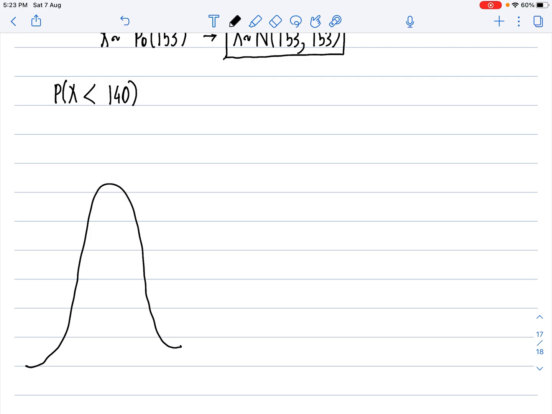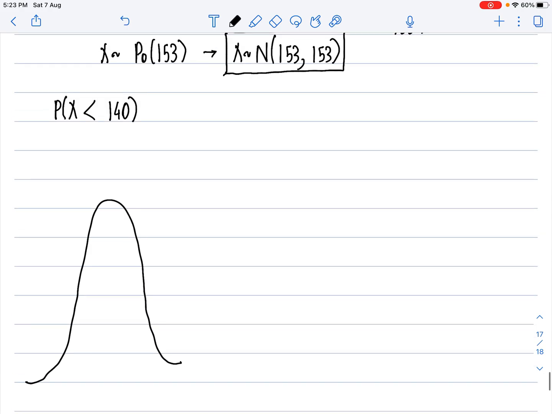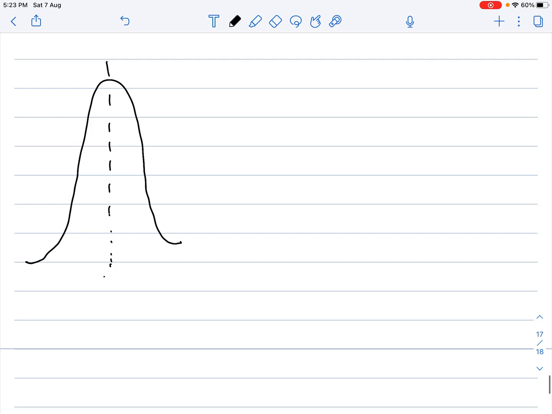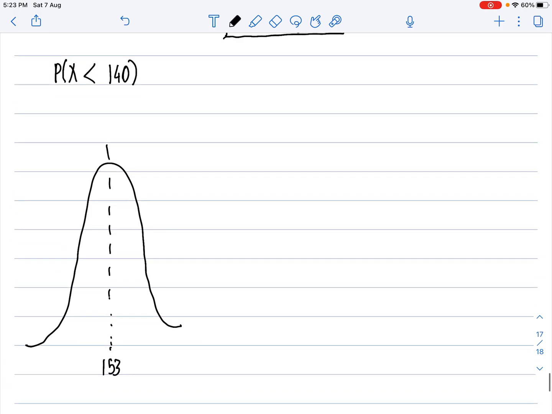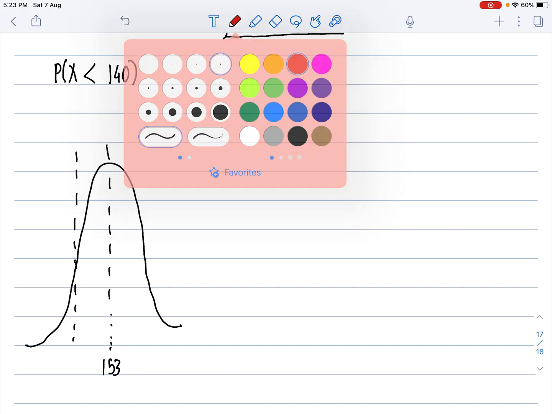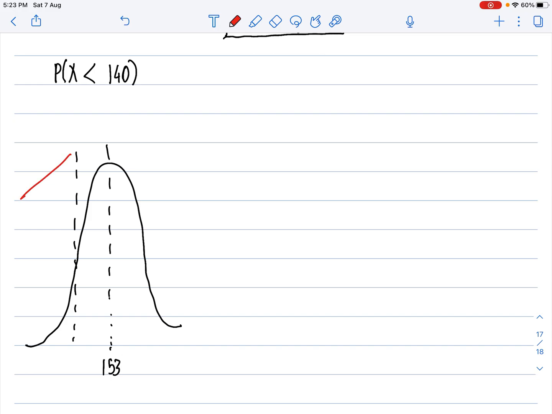Correct? So now what I can simply do is state that my lambda is 153, which is basically the mean, because in normal it's always mean comma variance. I know the value I have, 140, is lying somewhere here. It's basically the value, because continuity correction will also be there. Now I need fewer than this value. That means I need the value here.